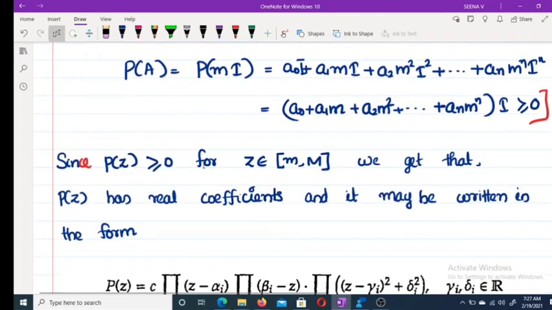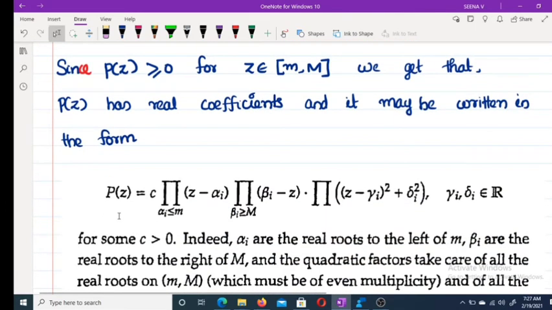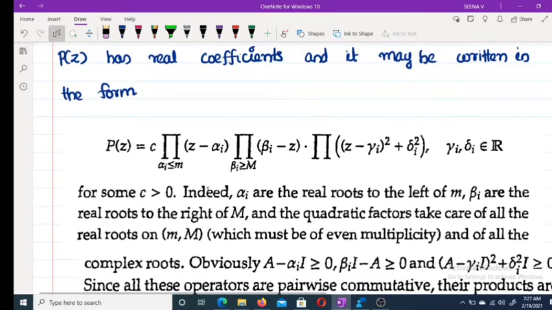Since P of z is greater than or equal to 0 for all z belonging to [m, M], we get that P of z has real coefficients, and it may be written in the form P of z equal to C into the product over alpha I less than or equal to m of (z minus alpha I), into the product over beta I greater than or equal to M of (beta I minus z), into the product of ((z minus gamma I) whole square plus delta I whole square), where gamma I and delta I belong to R, for some C greater than 0.